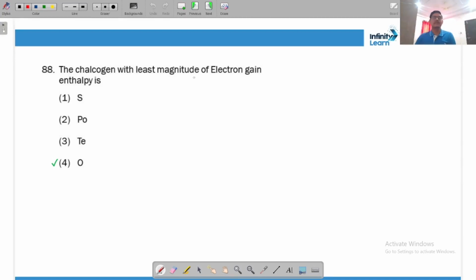The chalcogen with least magnitude of electron gain enthalpy is oxygen. Yes, in general, electron gain enthalpy becomes less negative or more positive down the group, but because of the electron-electron repulsions, oxygen has the least negative electron gain enthalpy in its group, and sulfur has the most negative. So this is our answer.